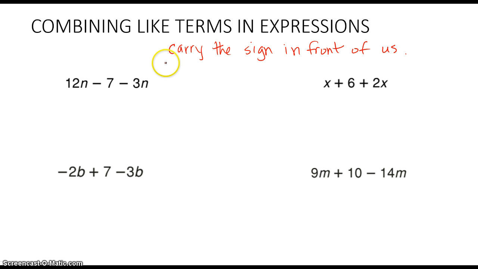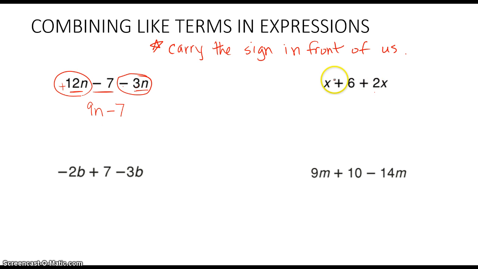So when you find like terms, as in 12n and 3n, you make sure that if there's a sign in front, he carries his sign. 12 has no sign, so we know it's positive. But this is now a negative 3n. So you would put into your calculator 12 minus 3, and that would get you 9n's. You did nothing with this negative 7, so it comes down as minus 7.